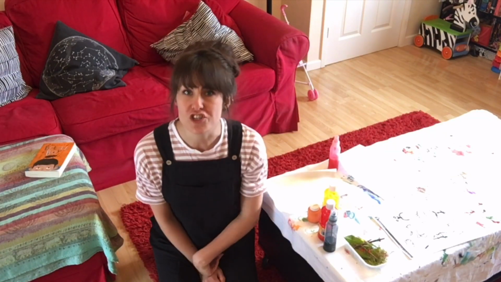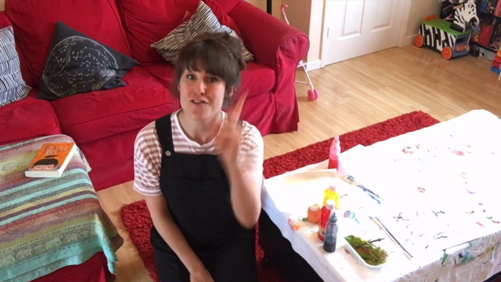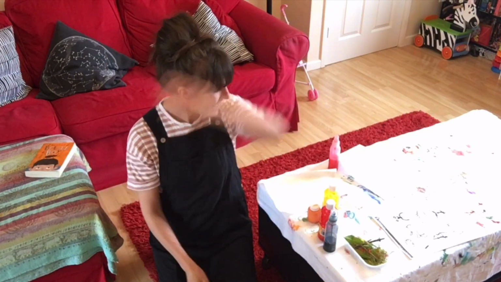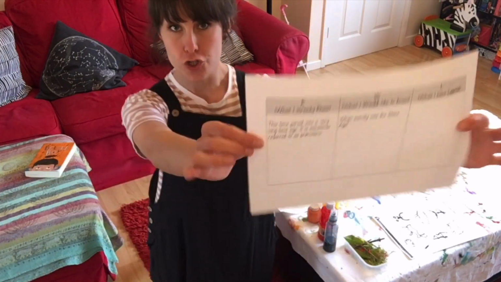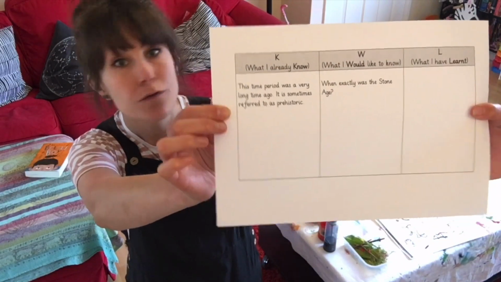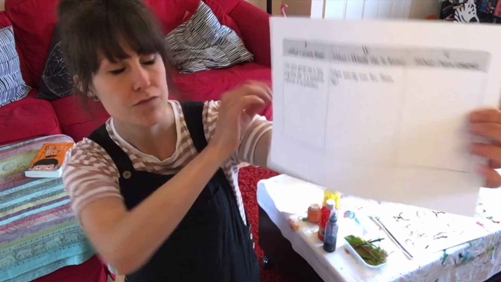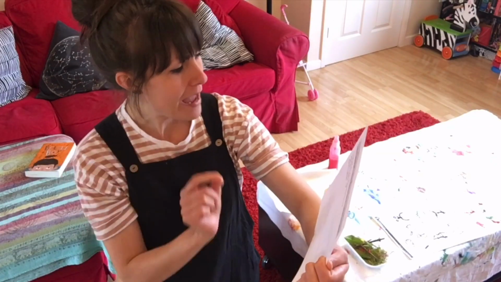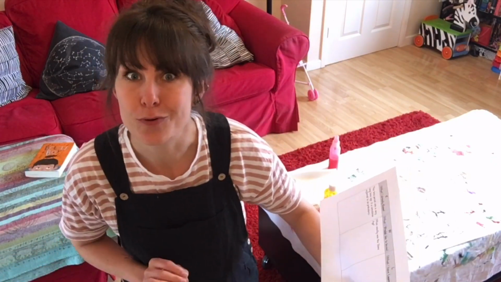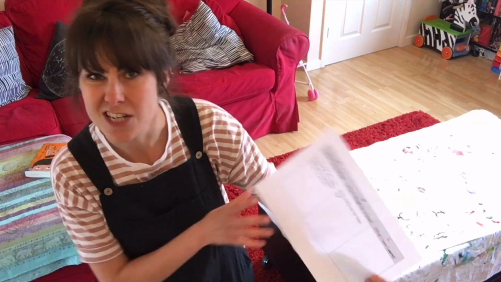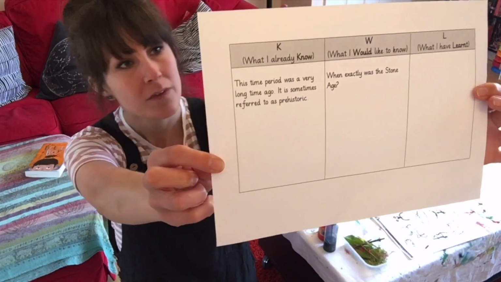We're starting a brand new topic all about the Stone Age. So the first thing that we want you to do is to complete a KWL grid. K stands for what do you already know about the Stone Age? Miss Gwinnett has written, this time period was a very long time ago. It's sometimes referred to as prehistoric. I already knew that, so I've put it in K, the first column.